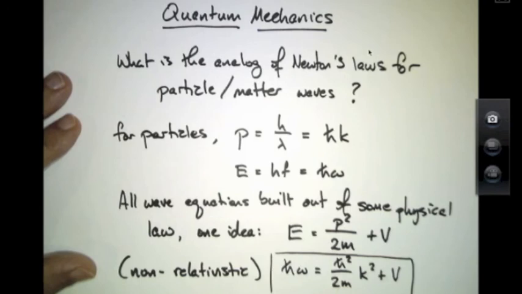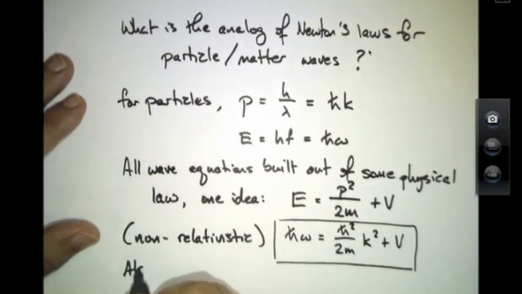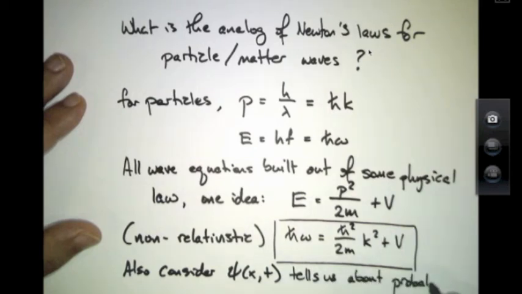So we're looking for some sort of wave equation that will ultimately yield this kind of relationship between omega and k. And we'll also have to keep in mind that the wave function that we're ultimately going to be looking for to satisfy this wave equation has something to do with probability.